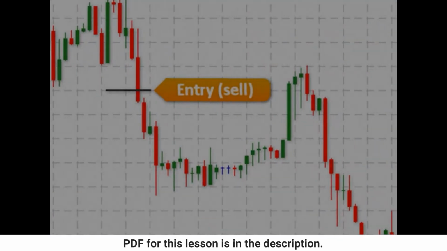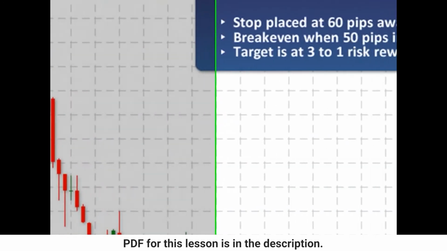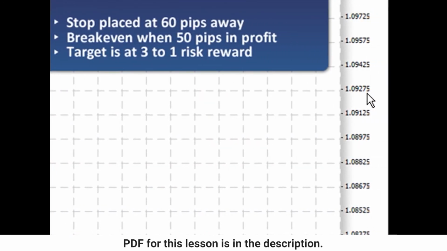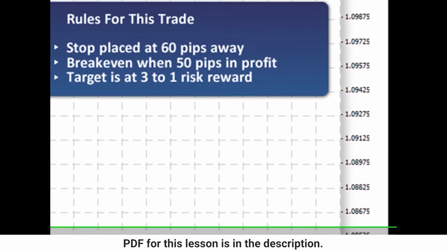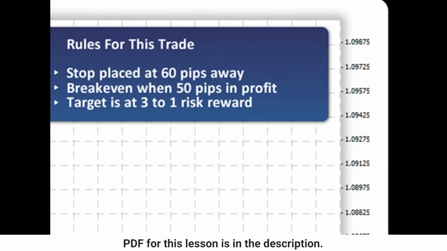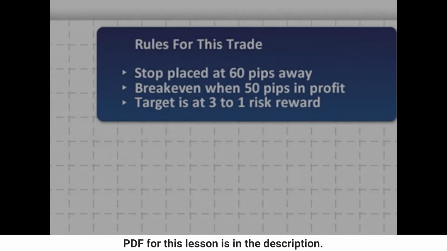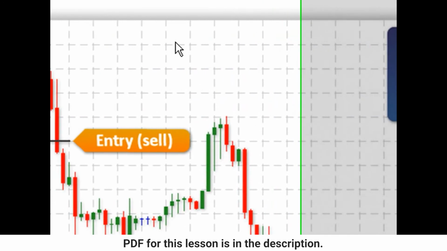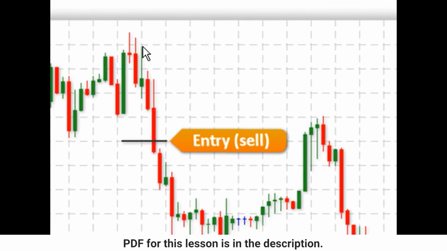Well, our entry price is at 1.0927. Remember, we're looking at 4 decimal places because that's 1 pip. So 1.0927. So 60 pips higher than that is 1.0987. So that is this price right here, 1.0987. Remember, we're looking at the 4th decimal place. And that is this grid line here. So our stop will be right here.